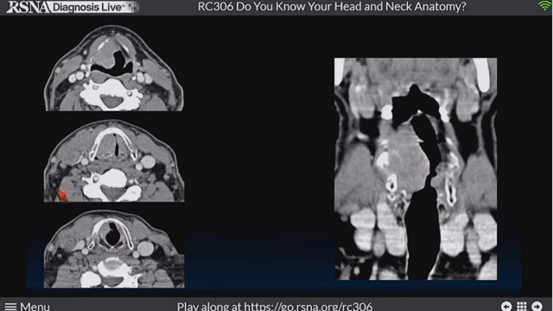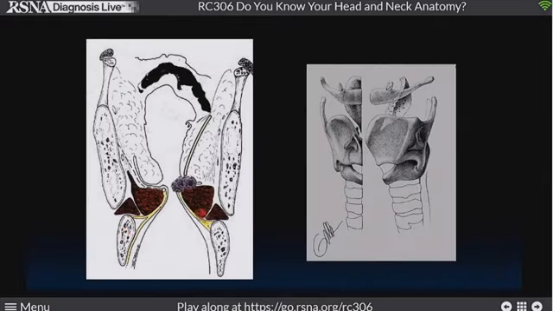So this is transglottic as it's crossed over the ventricle. Remember that term refers to crossing the ventricle, not necessarily the cord, but this one went all the way down into the subglottis.